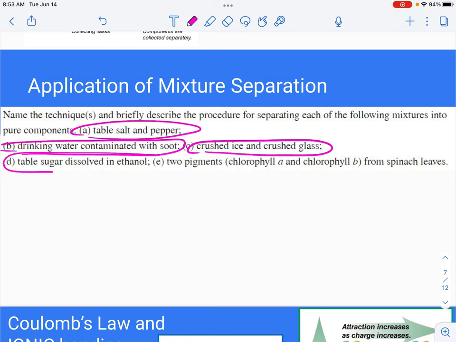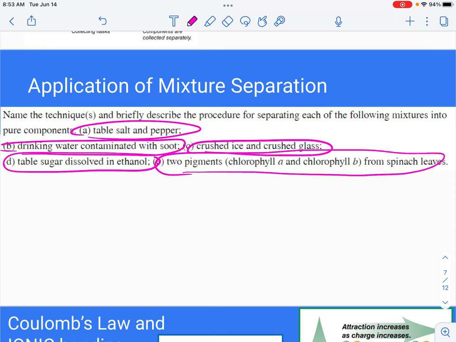Table sugar dissolved in ethanol. We could use distillation for this because ethanol will evaporate long before table sugar will. So we could distill this, heat it up to the boiling point of ethanol. The ethanol would evaporate, run through the condenser and be recollected, and the table sugar would stay behind in the flask. And then finally, two pigments from spinach leaves. I could use chromatography. If I'm not trying to collect the pigments, I just need to know what the pigments are, then I could use paper chromatography. If I want to collect the pigments, I would use column chromatography.